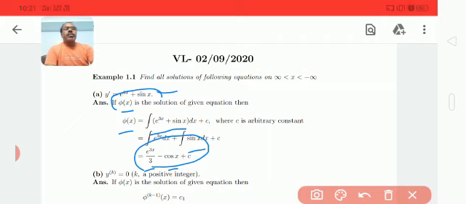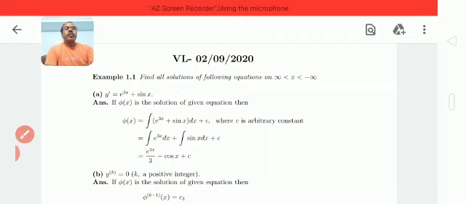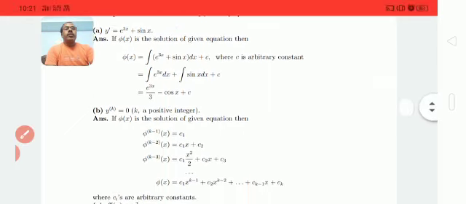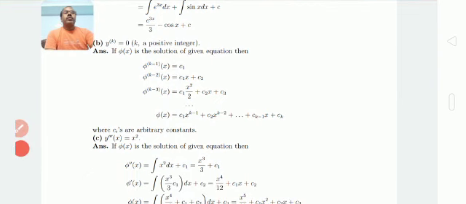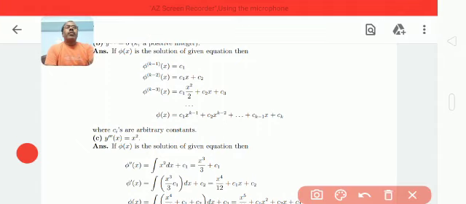Now the second differential equation is the kth derivative of y is equal to 0, where k is some positive integer. So again we suppose that this phi of x is a solution of the given equation, so that the differential equation, kth derivative of y is equal to 0, should be satisfied.